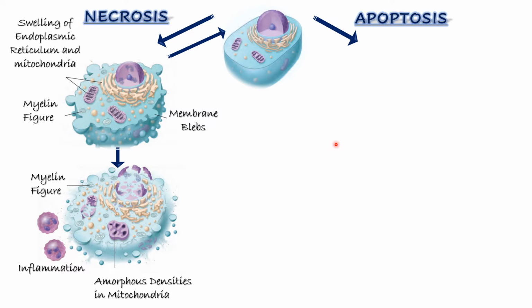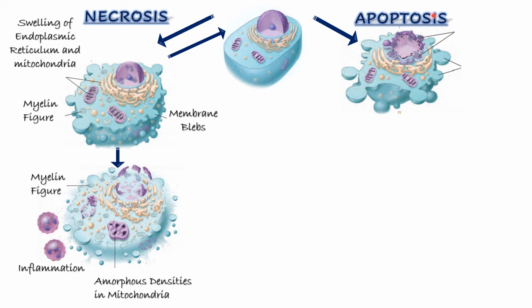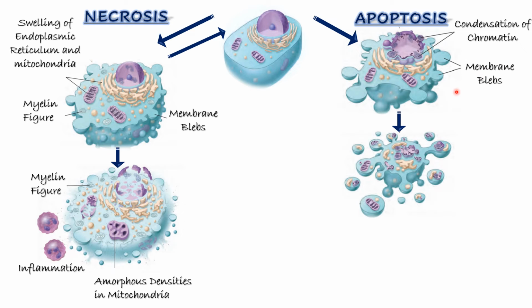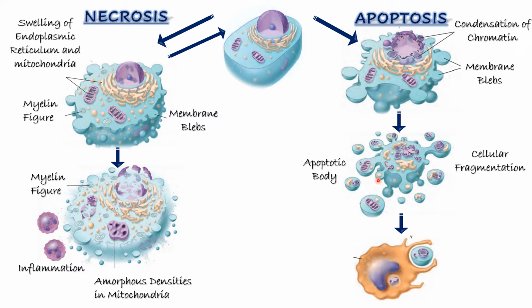Now, comparing this with what we studied in apoptosis. In apoptosis, there is condensation of chromatin, there will be membrane blebs, but the intracellular proteins will not leak out. Instead, they would form apoptotic bodies. What are apoptotic bodies? These are membrane-bound bodies which are released from an apoptotic cell, and there will be cellular fragmentation.